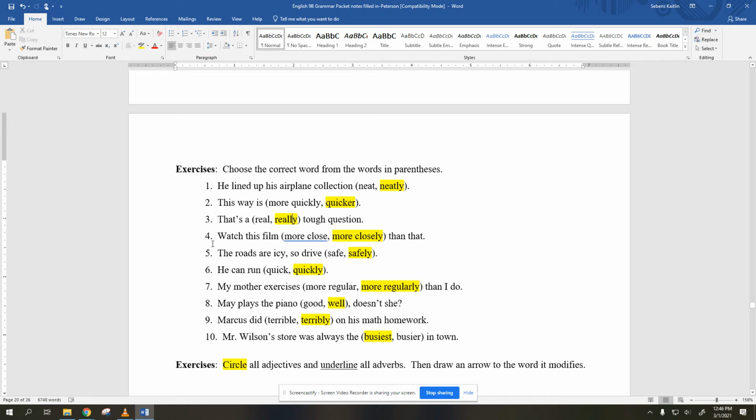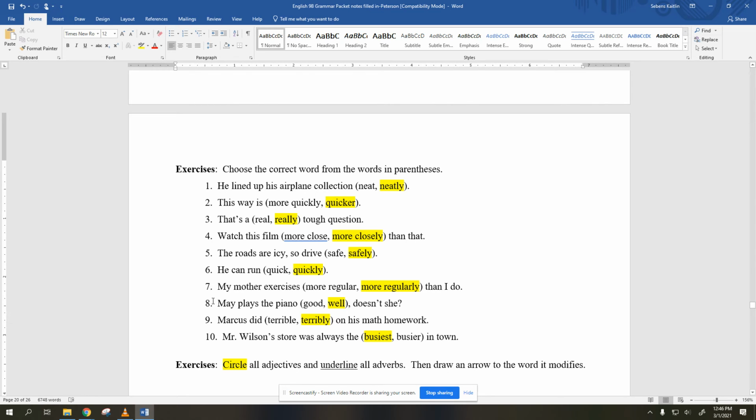Four, watch this film more closely than that. Again, another comparison out of these two ways to watch the film. Watch this one more closely than that. Five, the roads are icy, so drive safely. This one might have stumped you because generally people tend to say this one incorrectly. Drive safely. The verb is drive. Safely is the adverb modifying it. Six, he can run quickly. Quickly is the adverb modifying the verb run.